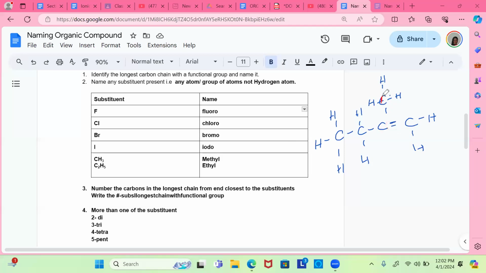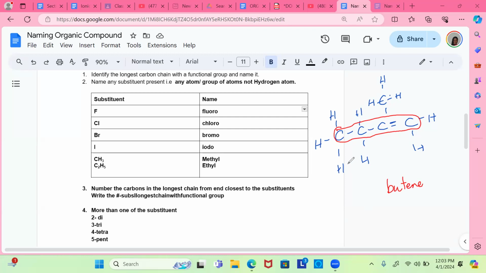So I couldn't count 1, 2, 3, 4 and say the longest carbon chain is 4, because if I count this way, is my functional group there? If I count 1, 2, 3, 4, am I seeing any carbon double bond right here? No, miss. Good. So I cannot count that. So my longest carbon chain is 4 with the functional group. So the name of this would be butene. Clear?